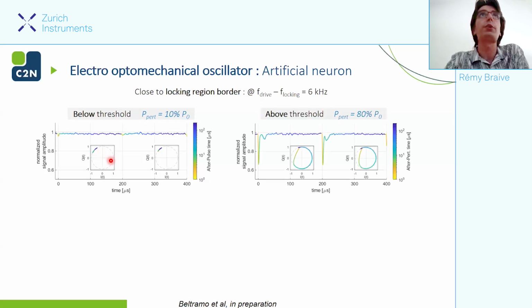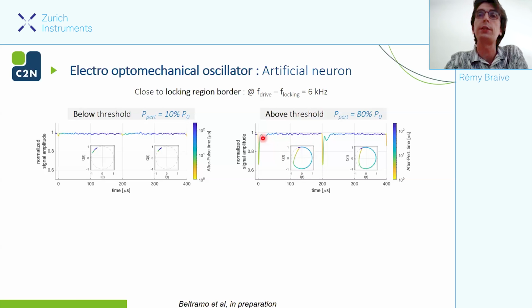But now, if we increase the power of the perturbation and we go above threshold, here it's 80%, we see that we have a clear difference. At the very beginning, the sharp peak is our perturbation, and we have a specific response a few microseconds later. If we look now at the phase portrait, we see a clear jump from this point, which was the stable point, to another part of the circle of the phase portrait, and the system comes back following the circle of the phase portrait in this direction.